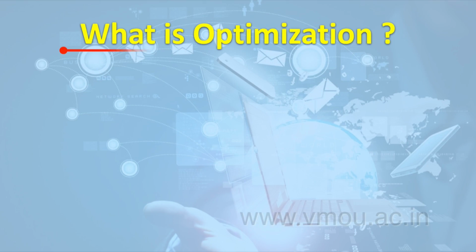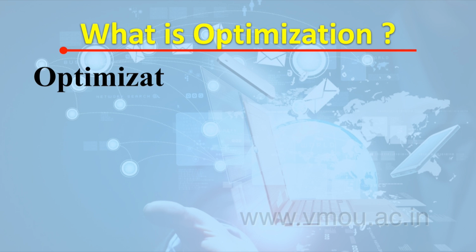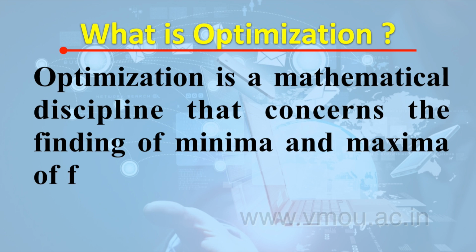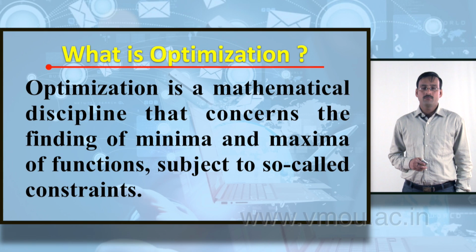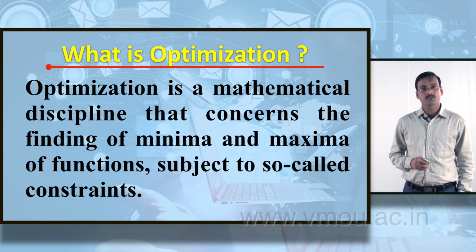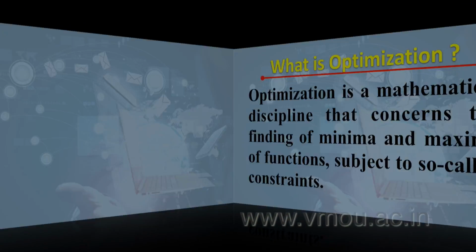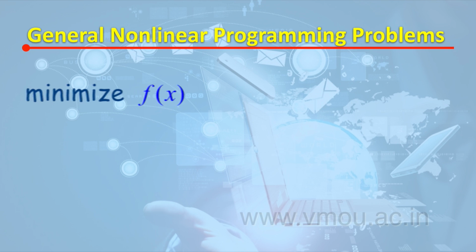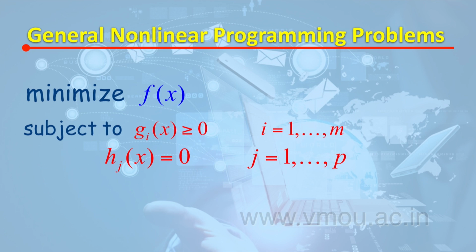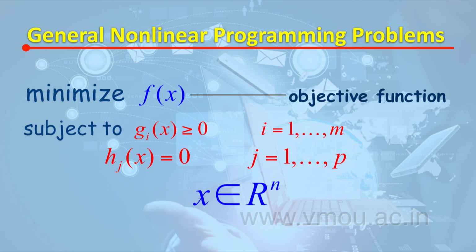What is optimization? In very simple language, optimization is a mathematical discipline that concerns the finding of minima and maxima of functions subject to so-called constraints. So, whenever you discuss an optimization problem, you are dealing with a function and some corresponding constraints. A general nonlinear programming problem can be defined as follows: there is a function f(x) which is to be minimized or maximized. I have mentioned only minimize here, but it can be a maximization problem also.